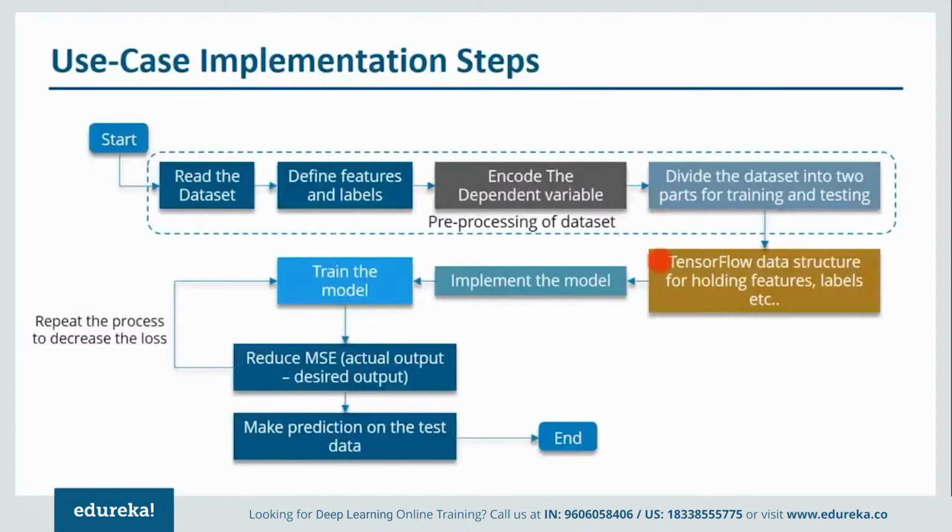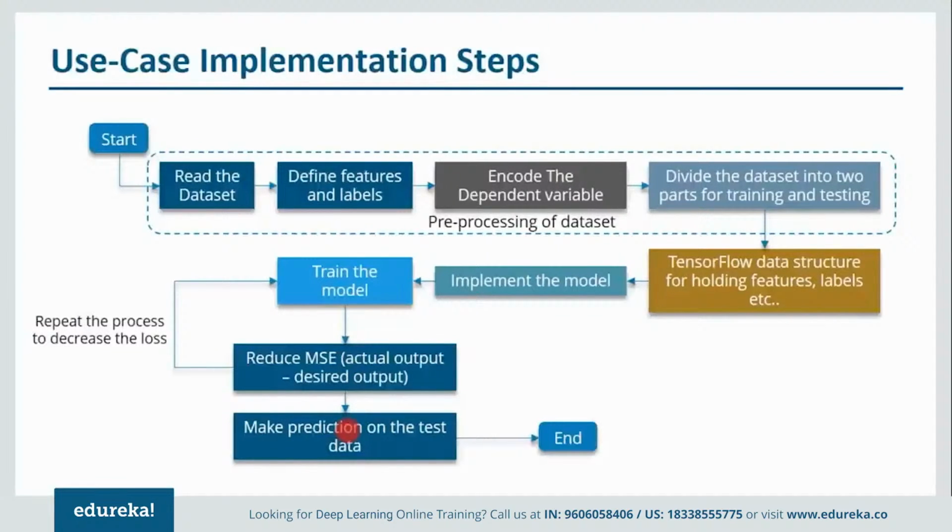Then we are going to divide the data set into two parts, one for training, another for testing. After that we'll use TensorFlow data structures for holding features, labels, etc. And TensorFlow is nothing but a Python library that is used in order to implement deep learning models, or you can say neural networks. Then we'll write the code in order to implement the model. And once this is done, we will train our model on the training data. We'll calculate the error. Error is nothing but your difference between the model output and the actual output. And we'll try to reduce this error. And once this error becomes minimum, we'll make prediction on the test data and we'll calculate the final accuracy.